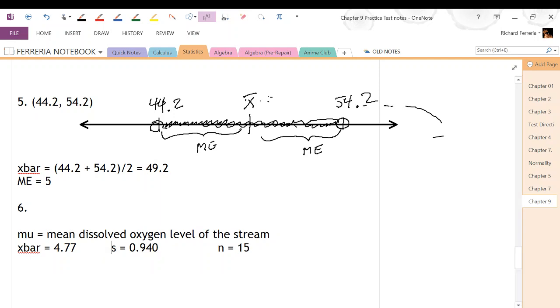Okay, so that's everything we need for the first part of this. The next part is everything about the sampling distribution. The first thing about the sampling distribution is the mean. So mu x bar is exactly equal to mu, and that's approximately equal to 4.77.